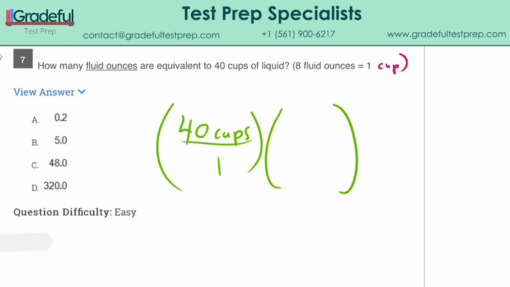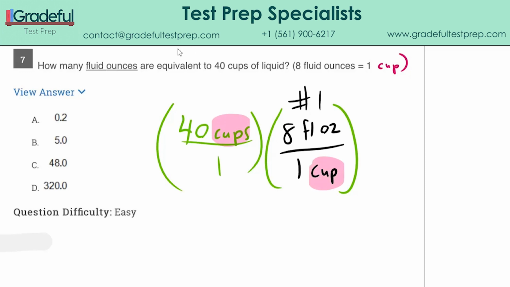Because if both of those things are equal to one another, then having a fraction with one on the top and one on the bottom is nothing more than the number 1. So for us, we're going to want cups on the bottom, 1 cup. I guess it's not plural then, huh? And we get 8 fluid ounces on the top. And so now cups can cancel with cups, and this tells us that what we should be doing is multiplying 40 times 8, which is 320 fluid ounces, and the answer for number 7 is D.